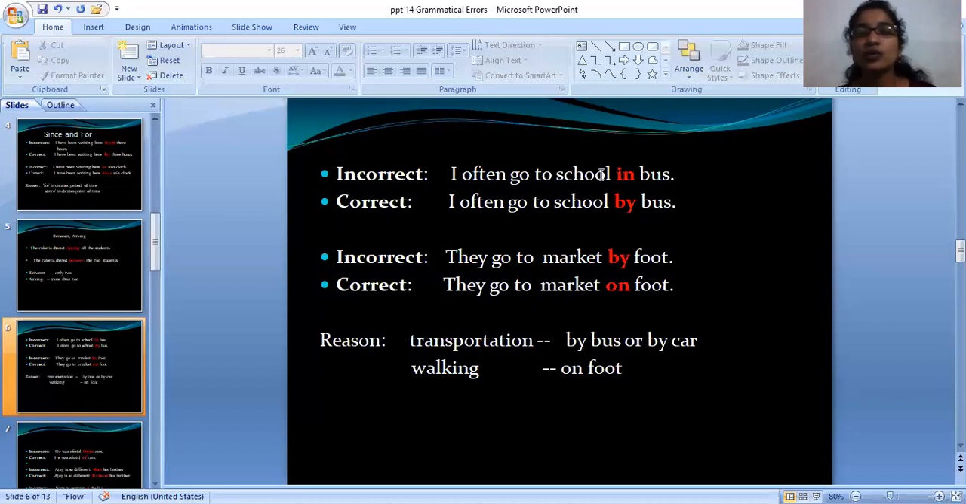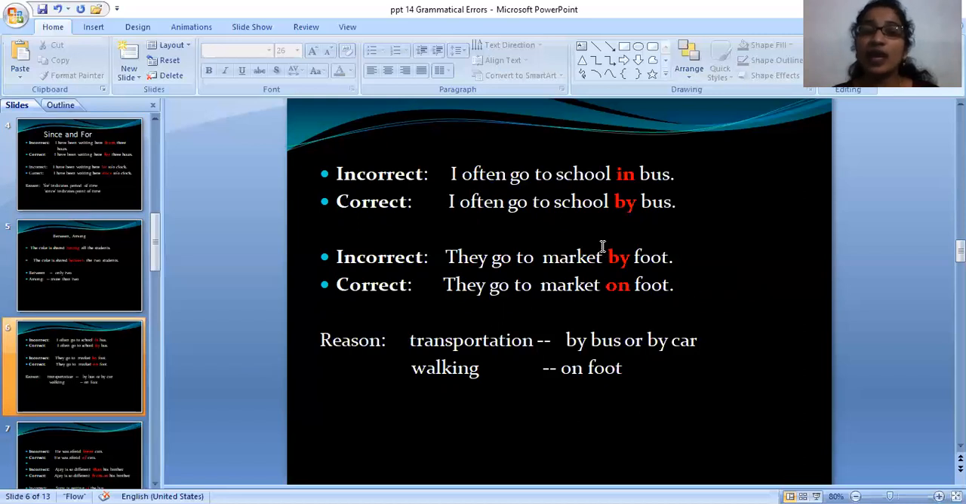So we cannot use the preposition in here. Then what is the correct preposition to be used? By, not in, but by. I'm reading the correct sentence here. I often go to school by bus. So this is the correct sentence, right? What's the preposition to be used here? By. But let's go to the second set of examples here. They go to market by foot.